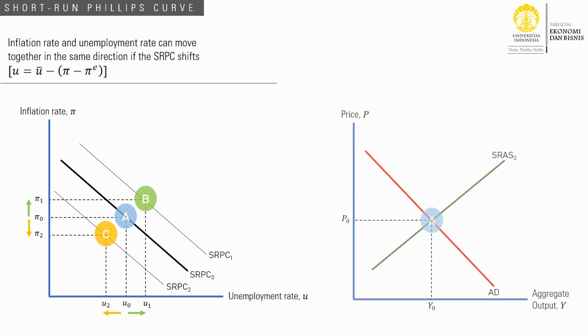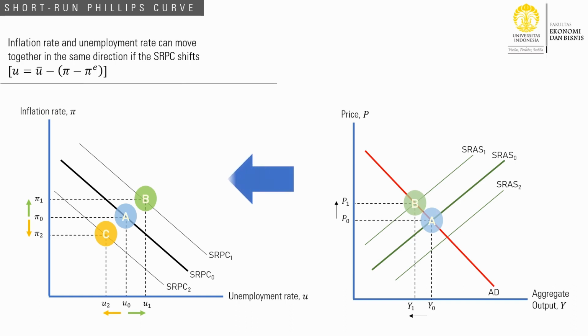Let's take a look again at this AD-SRAS diagram. This is what happens when the short-run aggregate supply curve shifts, maybe because of the supply shocks or the change in price expectation. When aggregate supply is lower at SRAS1, we can observe that output decreases at point B, resulting in higher unemployment rate, while price increases at the same point, resulting in higher inflation rate. The high inflation and unemployment rates are reflected by point B in the SRPC1. By contrast, when aggregate supply is higher at SRAS2, both inflation and unemployment are now lower at point C in the SRPC2.